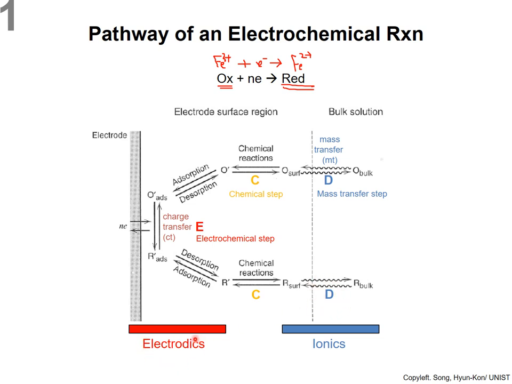Electrodics focuses on what happens at the interface between the electrode and electrolyte. Ionics focuses on ion movement inside the electrolyte. That is the overview picture of an electrochemical reaction.